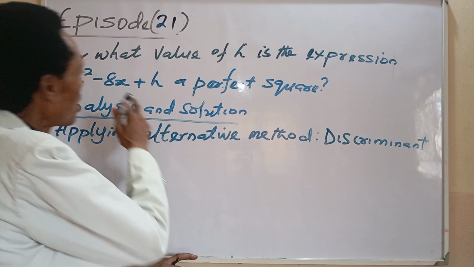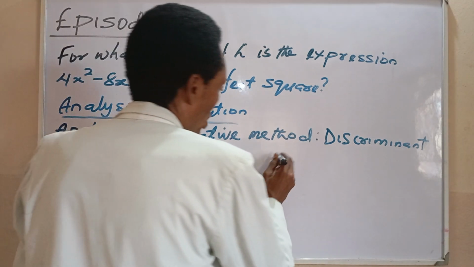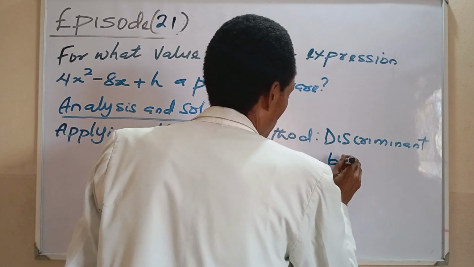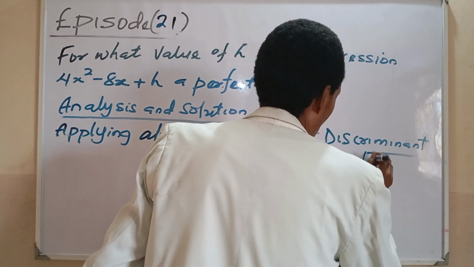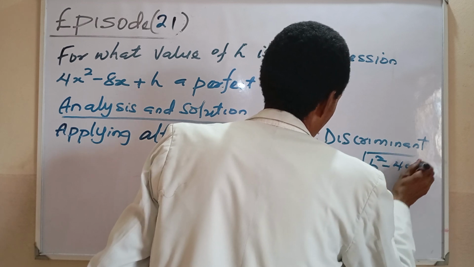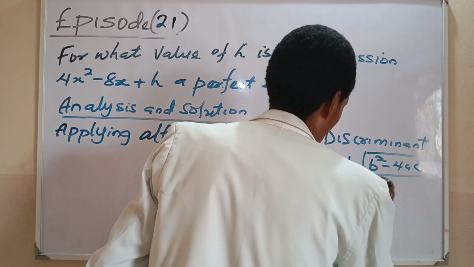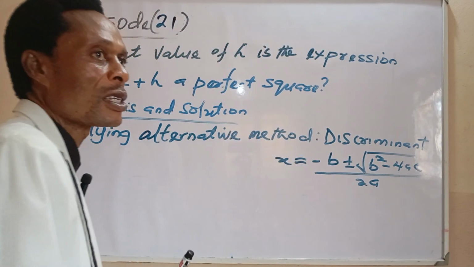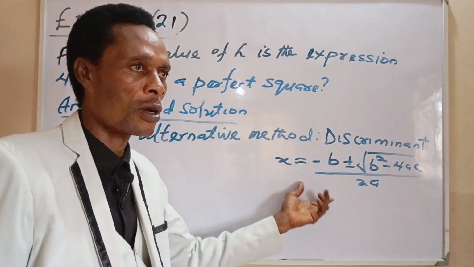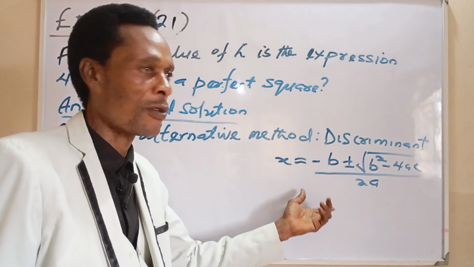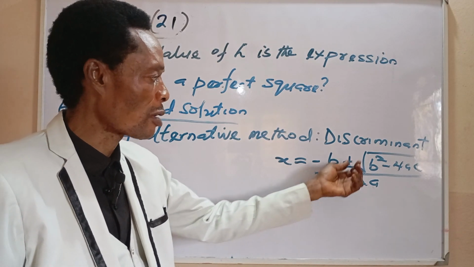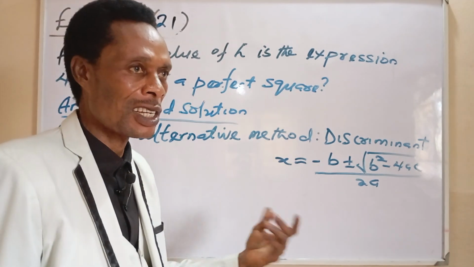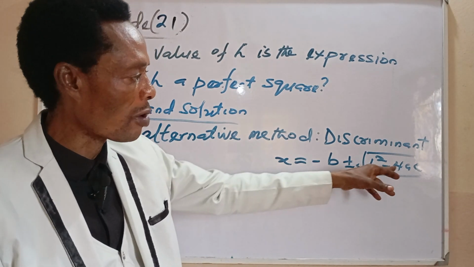You know that the expression is in s, so we have something like s equals minus b plus or minus the square root of b squared minus 4ac, all over 2a. This is the formula method, that is the quadratic formula. So from here we extract the discriminant. The discriminant here is b squared minus 4ac.